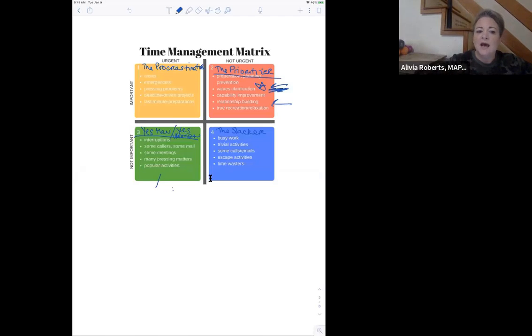Now, interestingly enough, sometimes what we think of as busy work is important and not urgent, like planning our week. So do you have your plan? We're about to move into November. Do you have your November planned out? Do you know the top 3 to 4 items that are going to move your business forward in November?